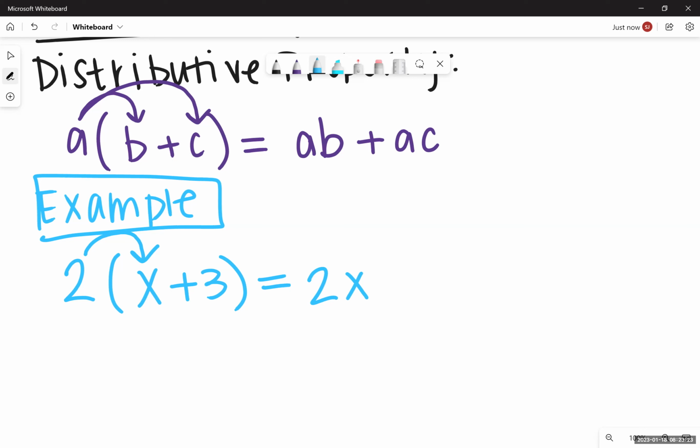So I'm going to do the same thing. I'm going to do 2 times 3. And then you look at the sign. Is it positive? Is it negative? Yes, Jacqueline or somebody said 6. Yeah, 2 times 3 is going to be 6.